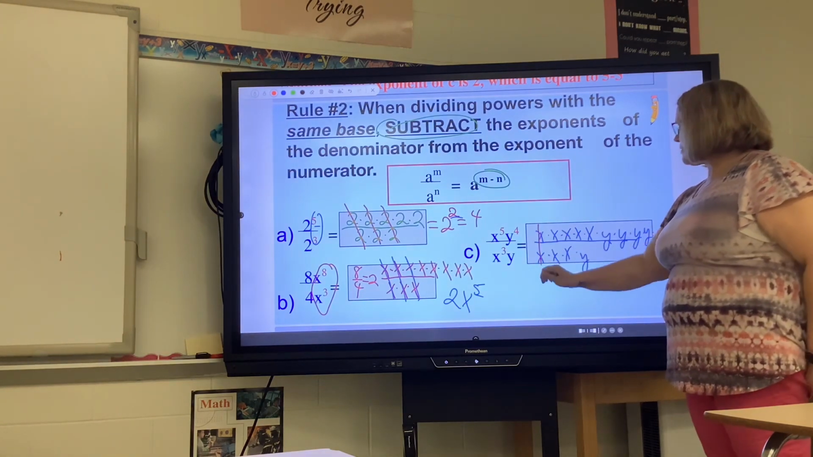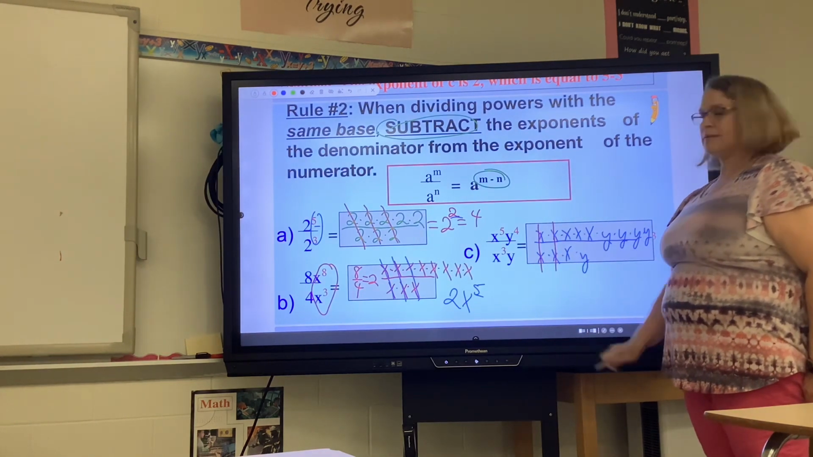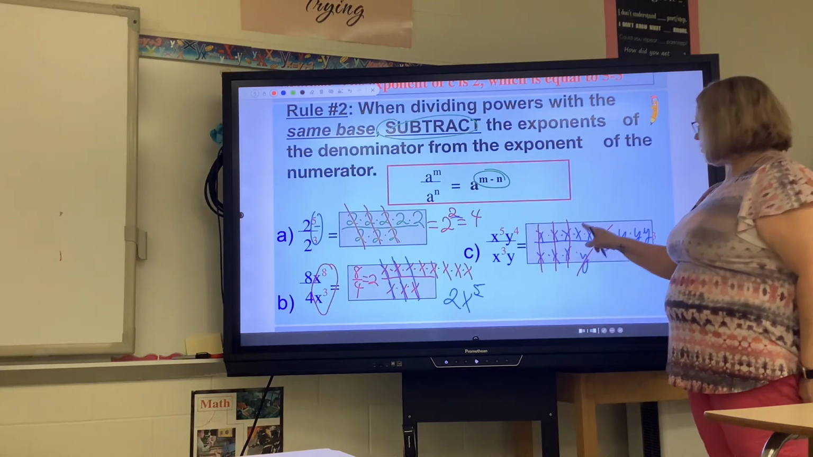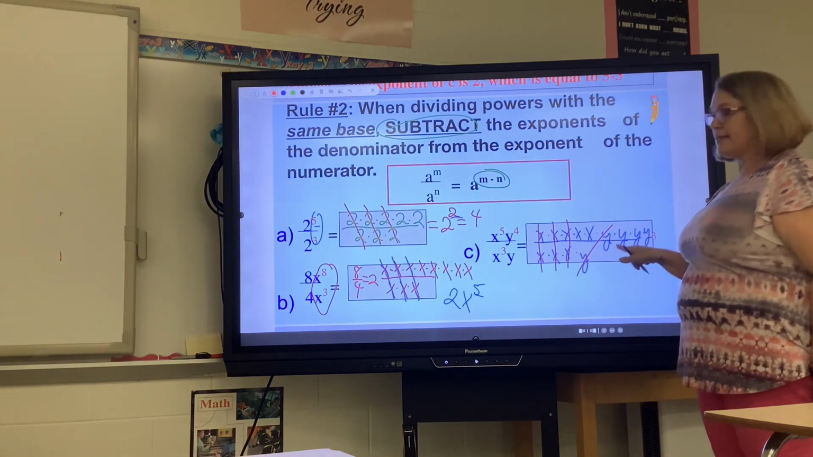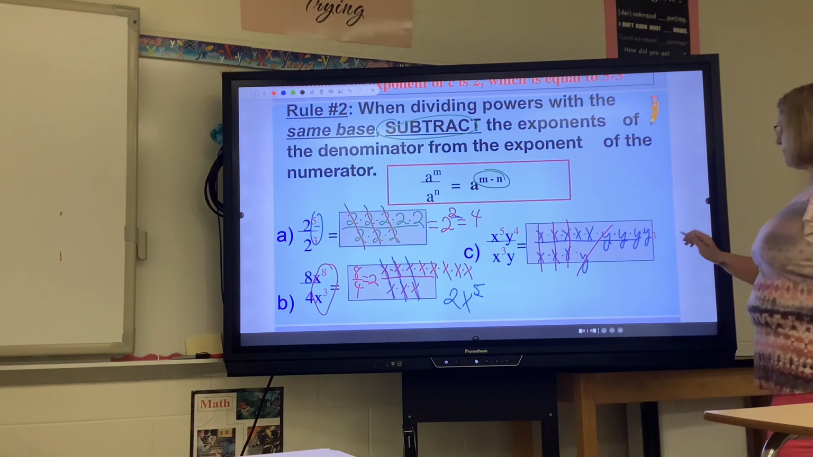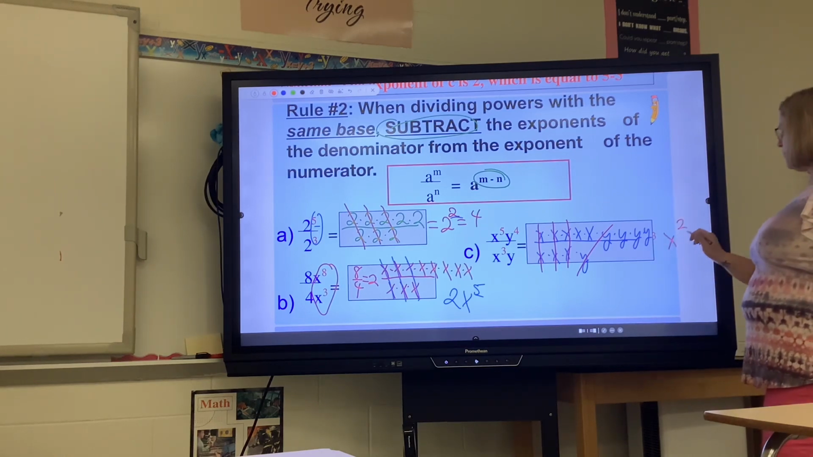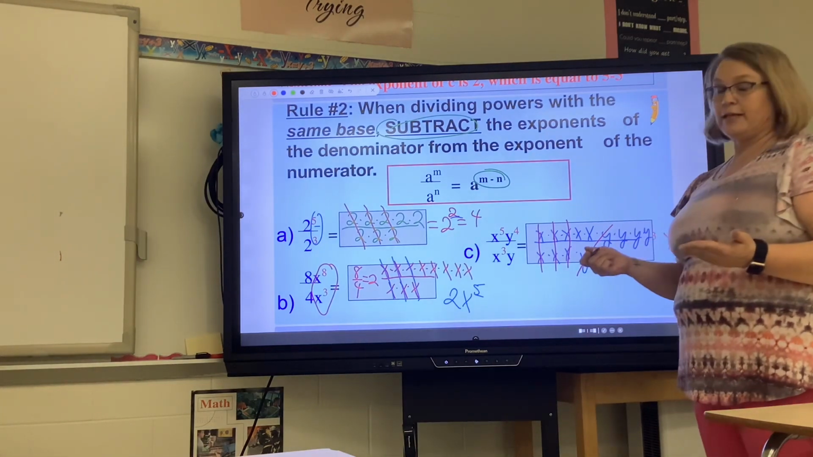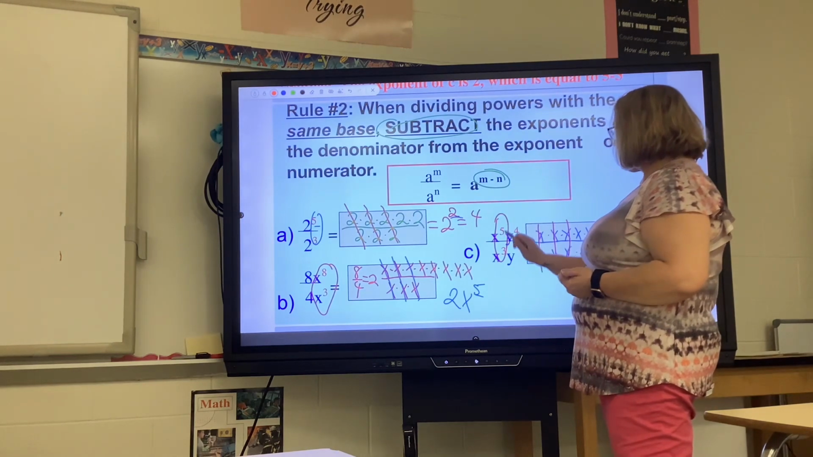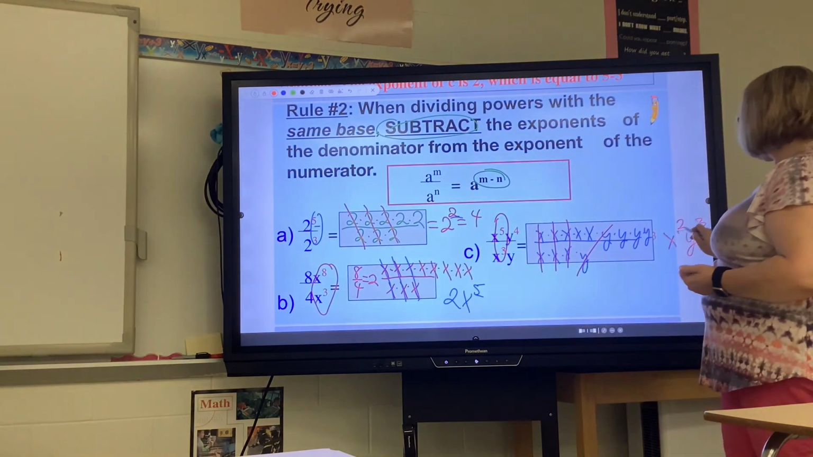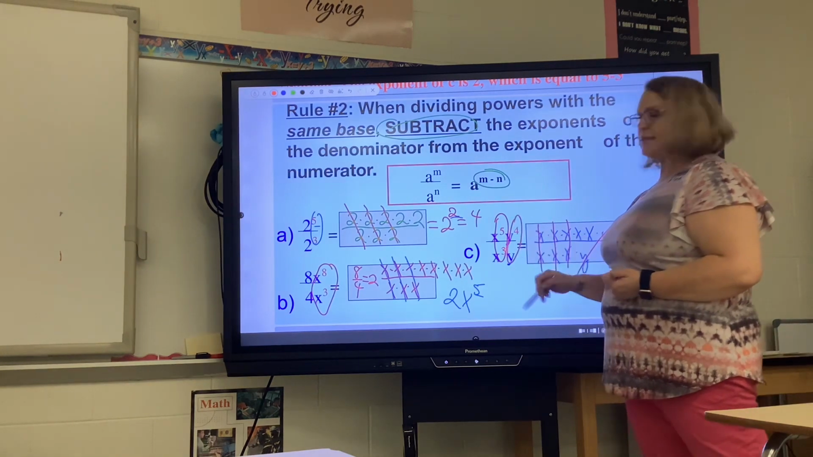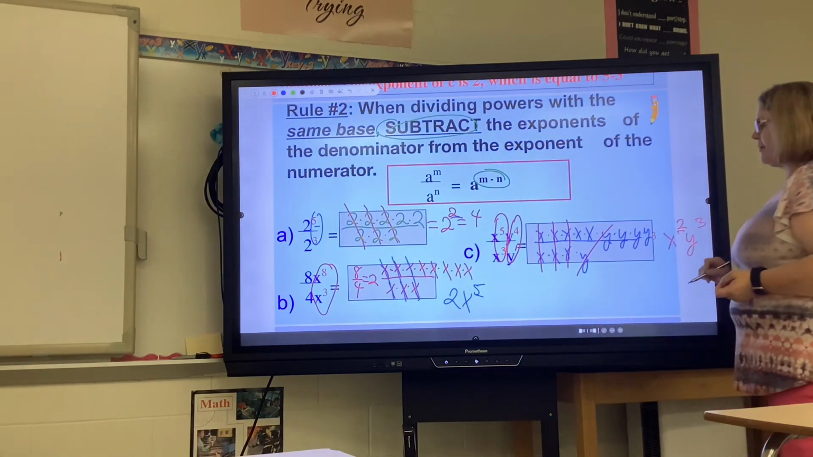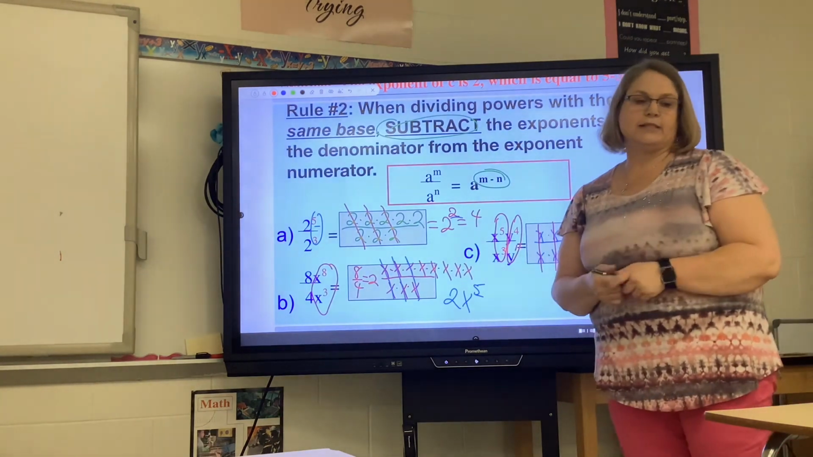So x divided by x, 1. x divided by x, 1. x divided by x, 1. y divided by y, 1. I don't have any more x's I can divide. I have no more y's I can divide. So I find what's left: x to the second power, y to the third power. Now let's see if our rule holds true. If it's right, we're subtracting and we get the same thing. 5 minus 3, yes, 2. 4 minus, that's right, we put a 1 there to help us out, and we get 3. So it works. Any questions?